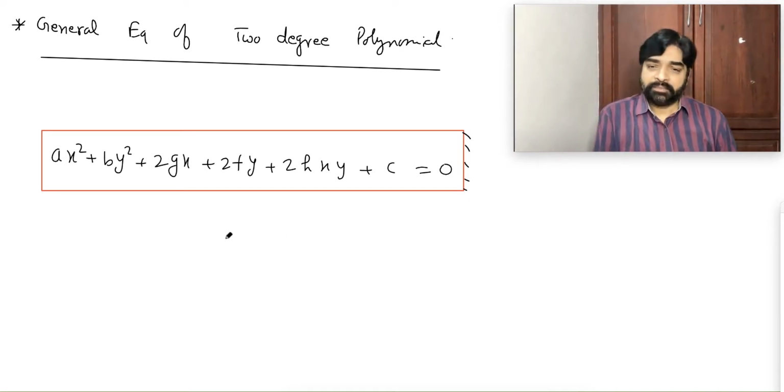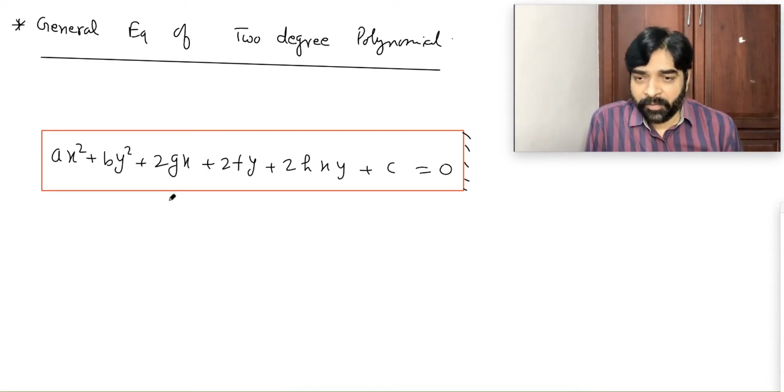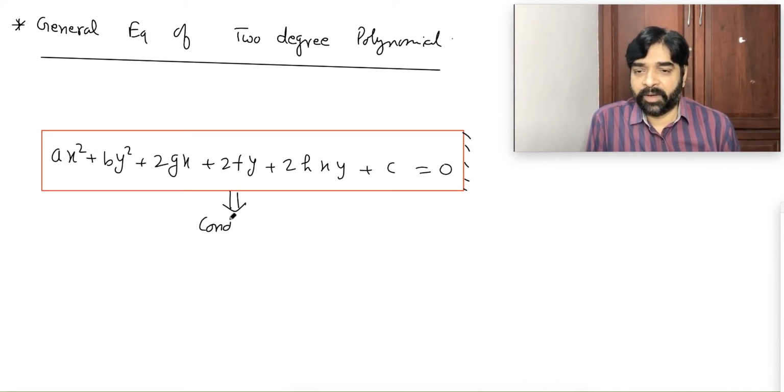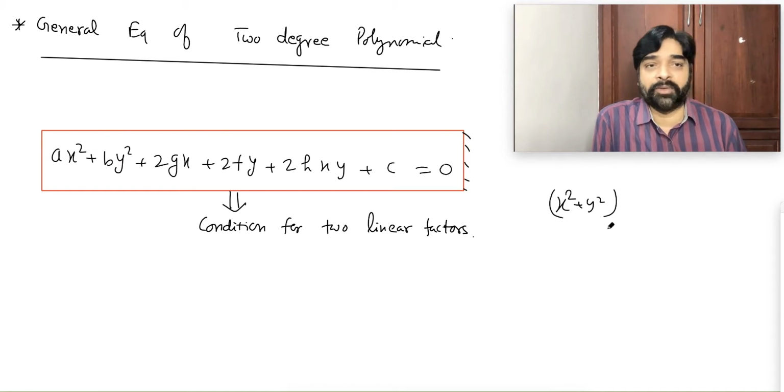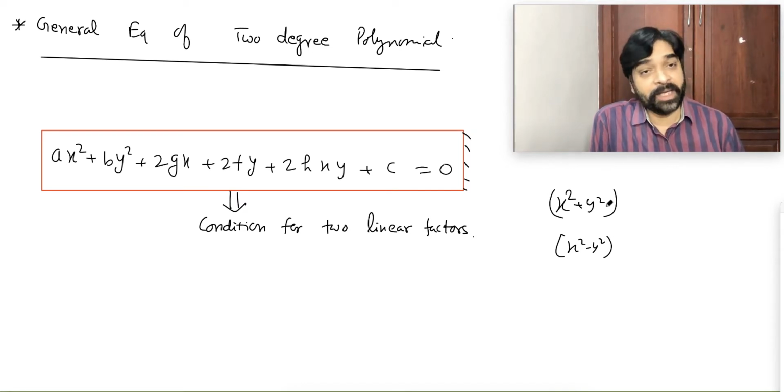In this, a simple question will be from your quadratic point of view: condition for two linear factors. Means what is the condition that it can be factorized into linear factors? Listen to me carefully. Suppose I say x square plus y square. Can you factorize? No, I cannot factorize. But if I write x square minus y square, can you factorize? Yes, I can factorize: x minus y into x plus y. But here you cannot factorize.